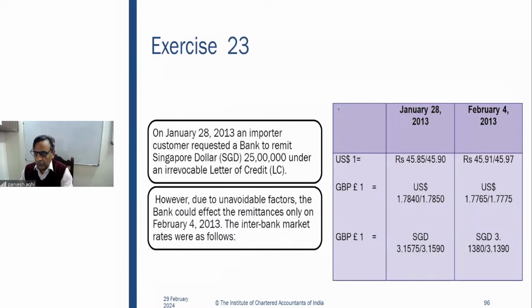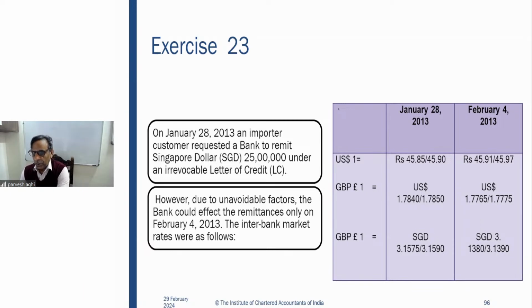Now let us just go back and summarize. So, the question is given like this. In the meantime, I'll just check whether you have understood or not. So here, there was a person who wanted to make a payment. He wanted to send 25 lakhs Singapore dollar to his supplier, and he has opened a letter of credit. So he approached the bank on January 28th. He said, I want to make a payment today. But because of some strike or some unavoidable factors, the bank could not remit the money on 28th, but was able to do it on 4th of February.